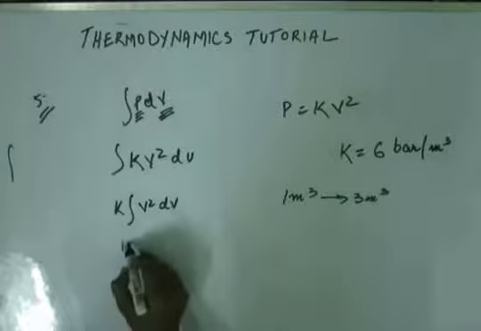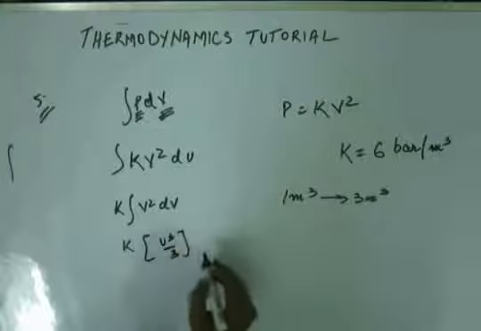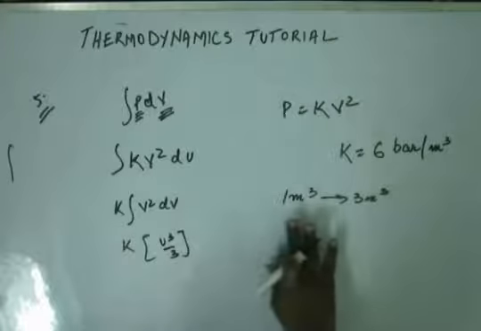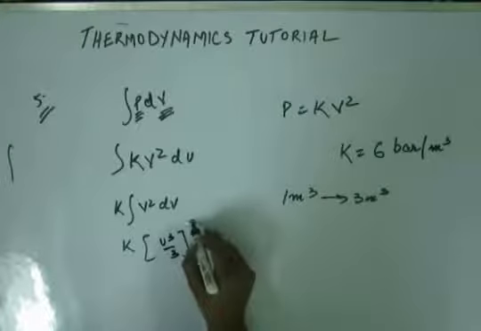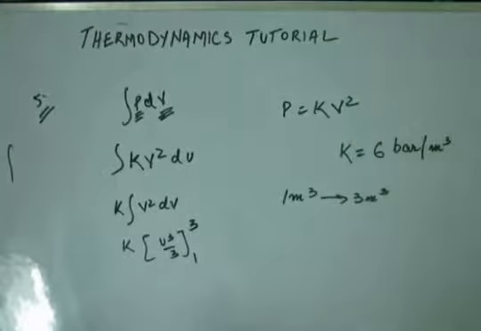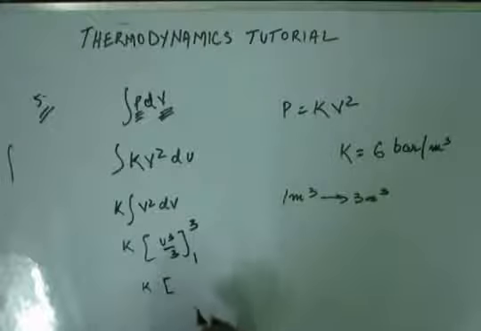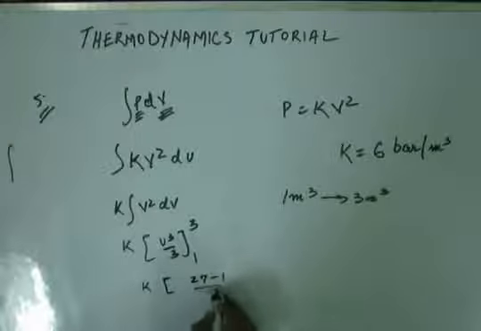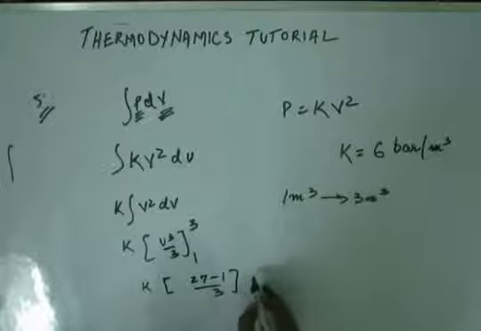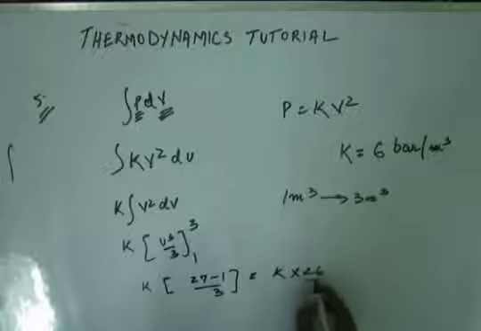The integral will be V cube by 3, and if you put the limit, the expansion is from 1 meter cube to 3 meter cube. So we put the limit from 1 to 3. That's how we do it. So if you do it, you will get K into 26 by 3.